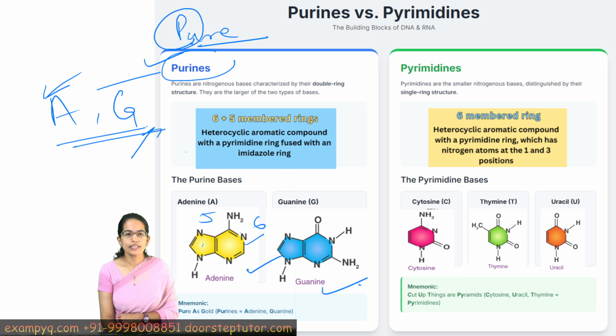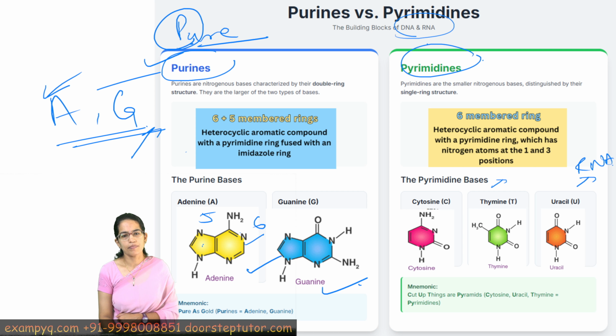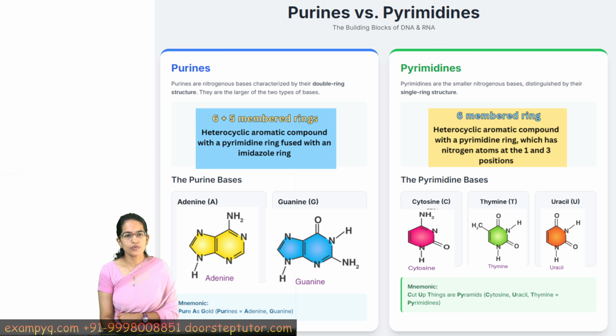Now the next one is pyrimidine. Both of these are bases for DNA and RNA. Now what is important to understand is that the uracil base is only for RNA, and you have the thymine base for DNA. Now what is the real thing that you need to understand for pyrimidine? Pyrimidine has just a single ring structure.